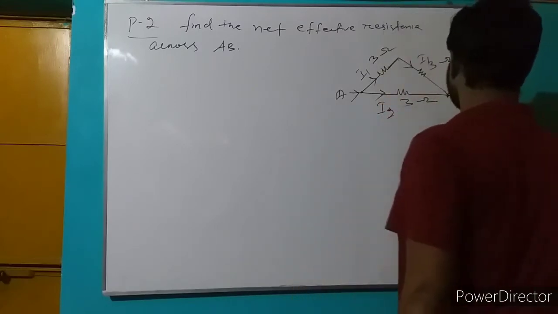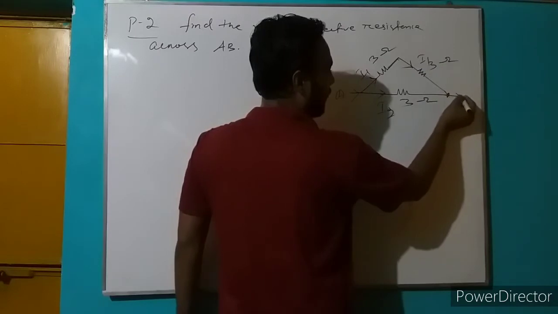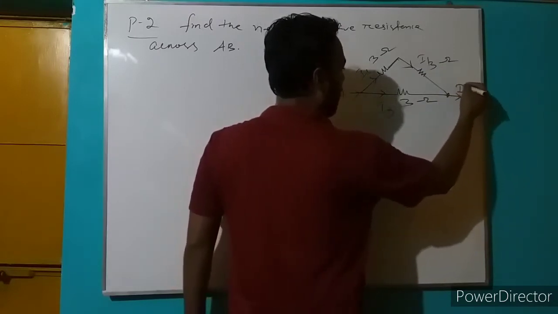So here at that junction, what will happen? I1 is here and I2 is here. That's why they are added algebraically. That's why current I is here.